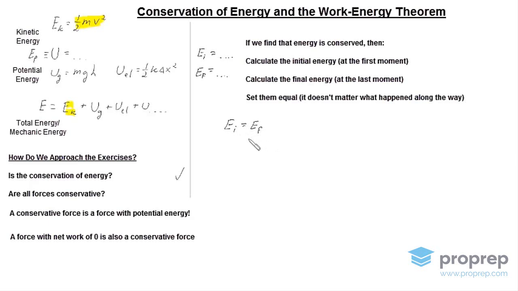To remind you what this looks like, EI breaks down into the initial kinetic energy and initial potential energy, which is 1/2 m vi squared, the initial velocity, plus Ui, the initial potential energy. And EF breaks down the same way, and it's equal to 1/2 m vf squared, the final velocity, plus Uf, whatever the potential energy may be there. So let's look at an example like this where we have conservation of energy, and then we'll see what happens if we don't have conservation of energy.